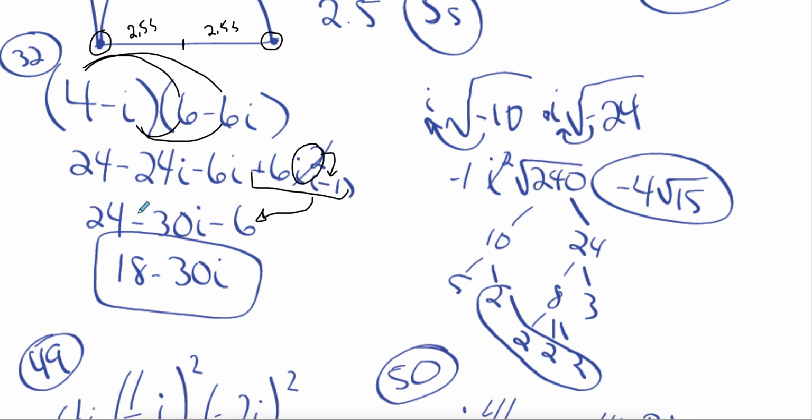Okay, and then just finish that out. So 24 minus 6 is 18, and we got minus 30i. We've got to have it written in standard form. It's got to be a plus bi when you're doing this.